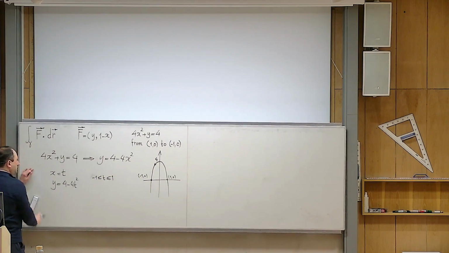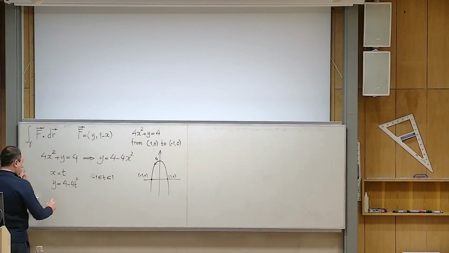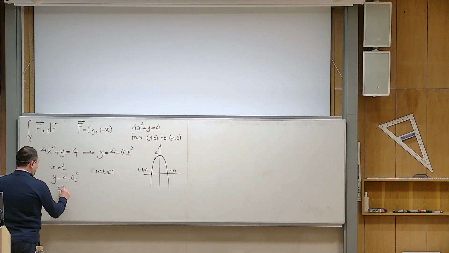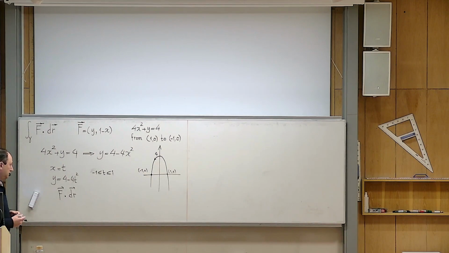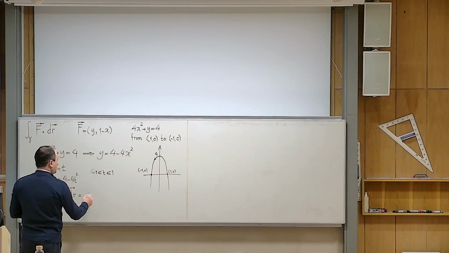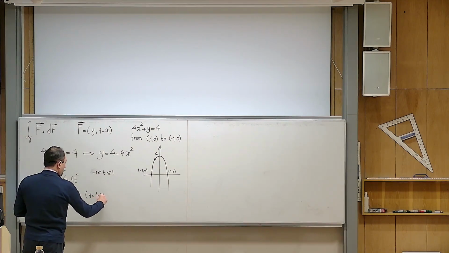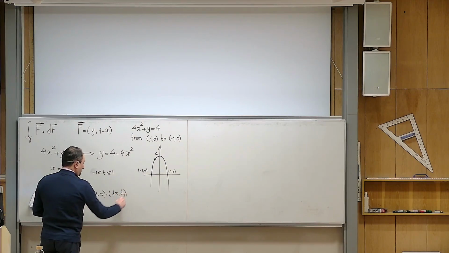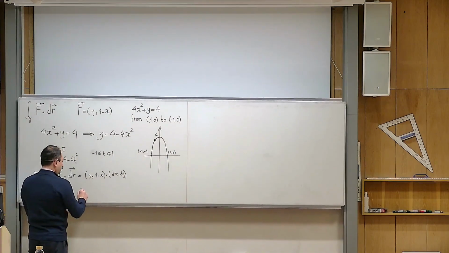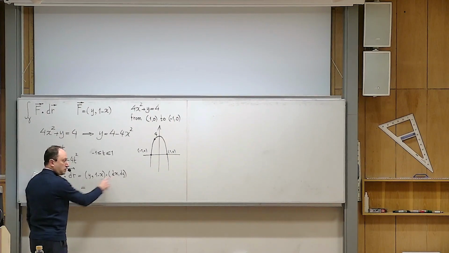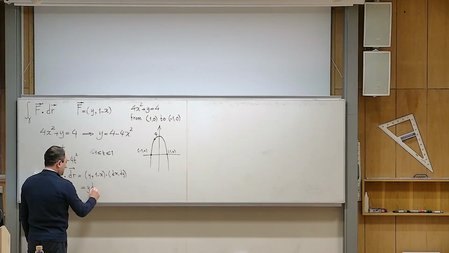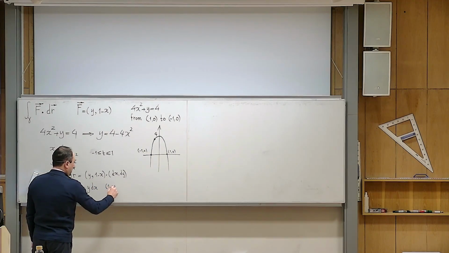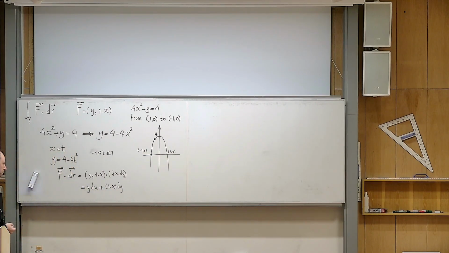So that is x and that is t. But now let us construct this. What is the meaning of f dot dr? This is the dot product between two vectors, as you learned in linear algebra. f has two components, y and 1 minus x. dr has two components, dx and dy. According to the usual rule for the dot product, I take the first component and multiply it by the first component, take the second component and multiply it by the second component, and then add the results. That is the definition of the dot product.